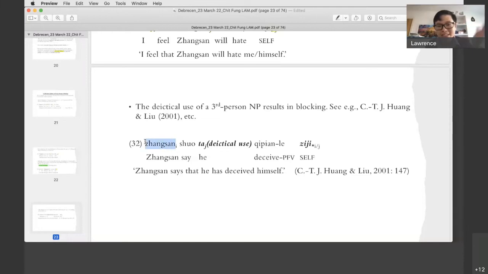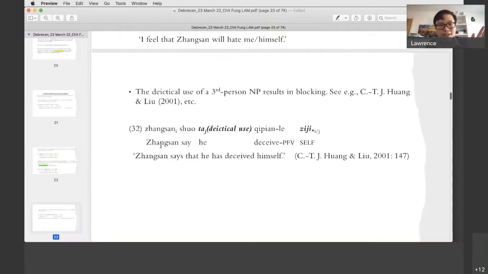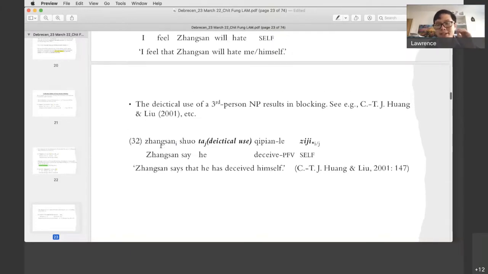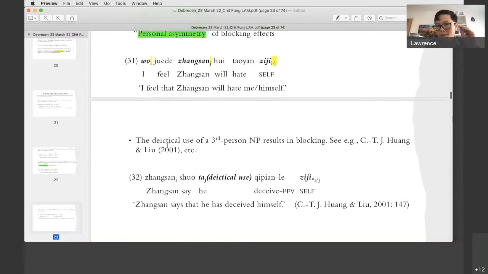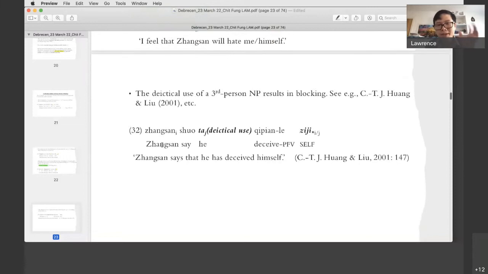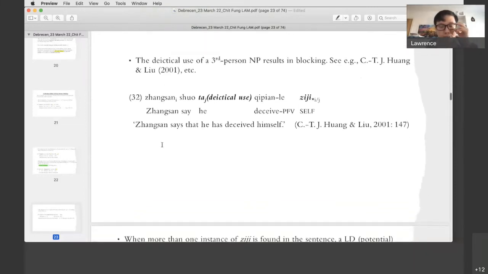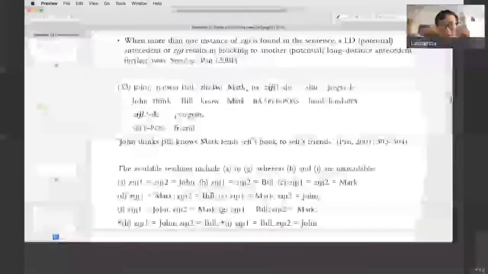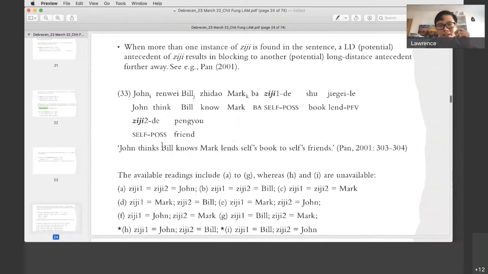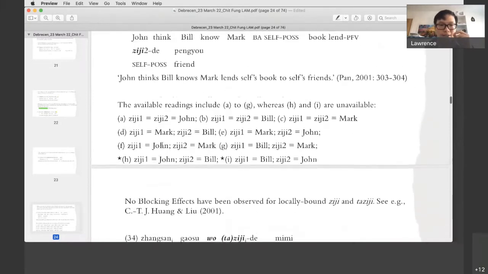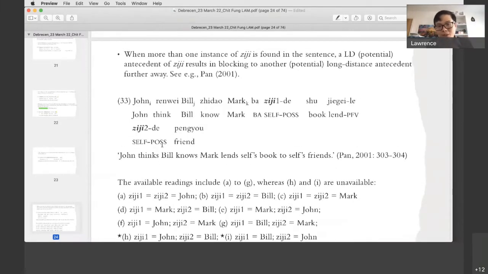In that sense, the long distance binder Zhang San is blocked. Huang and Liu also consider it a kind of blocking effect, but I would say that it might not be of the same sort as the personal asymmetry that we just saw here. But anyway, this is what the literature has been claiming.